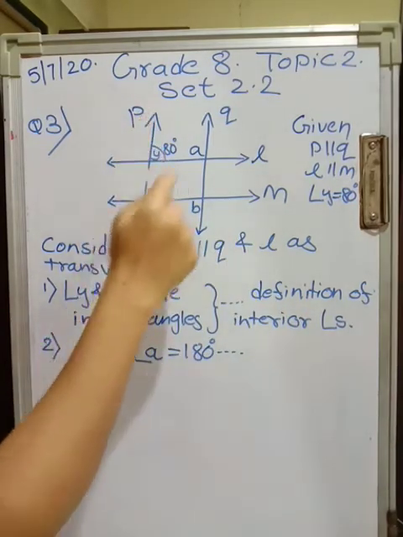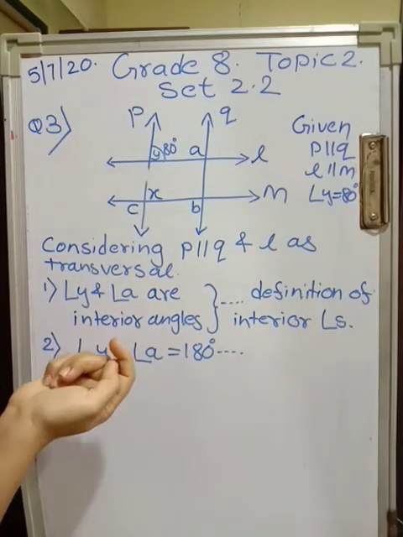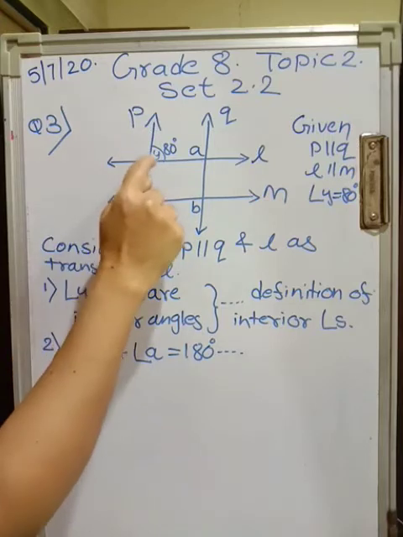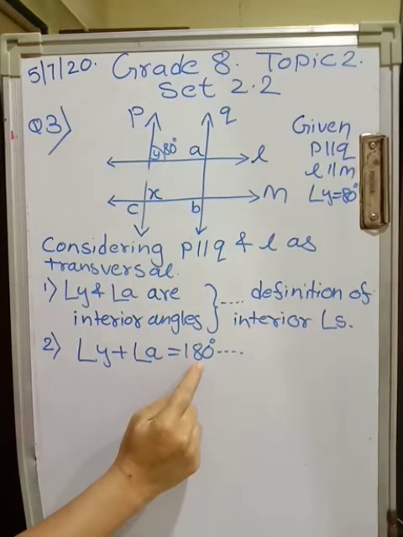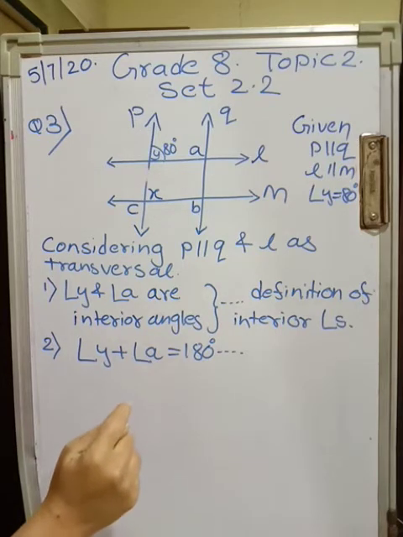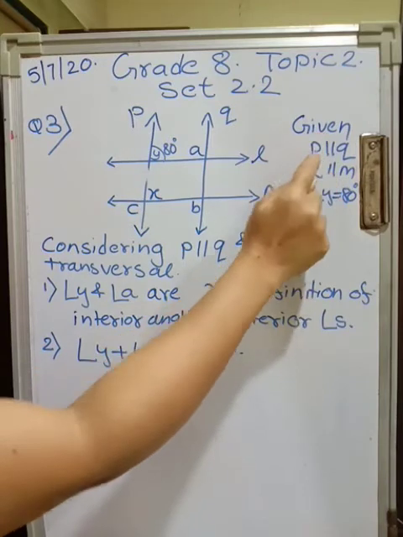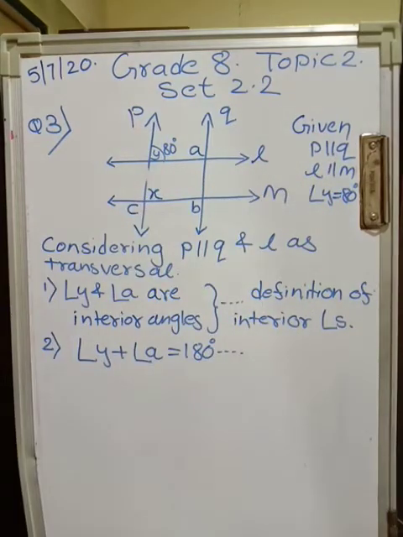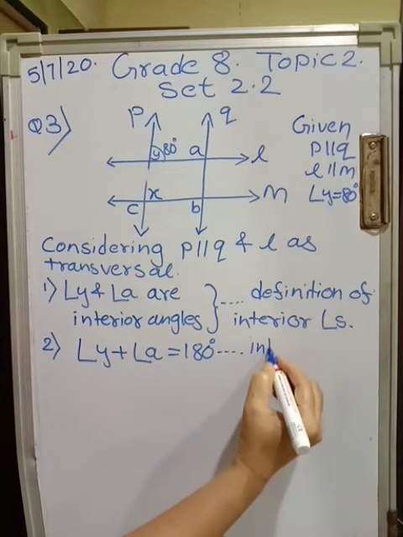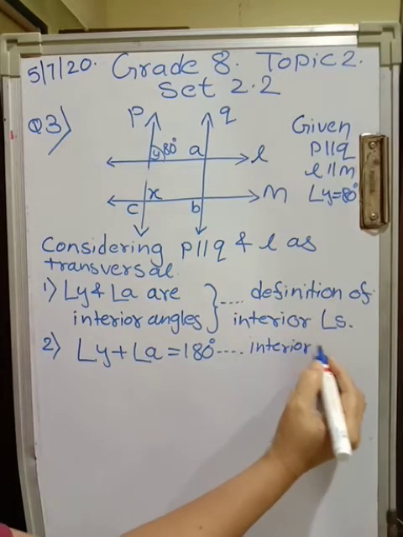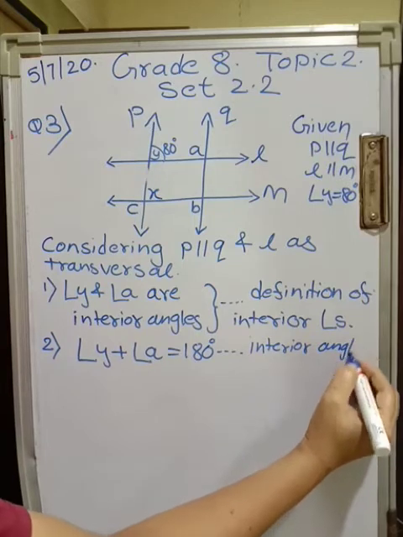Now they have given that P and Q are parallel to each other. So measure of angle Y plus measure of angle A automatically becomes 180 degree. What's the reason? It is interior angle property, because it has been given that P parallel to Q. So what is the reason? Interior angle property.